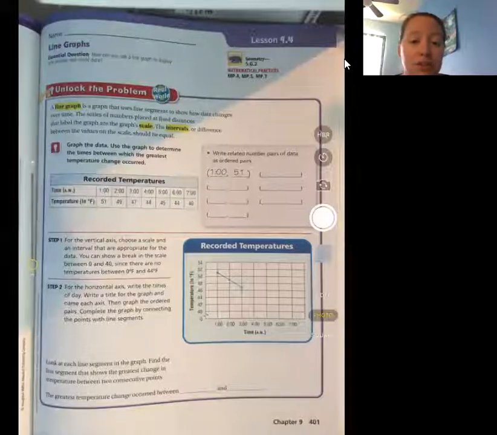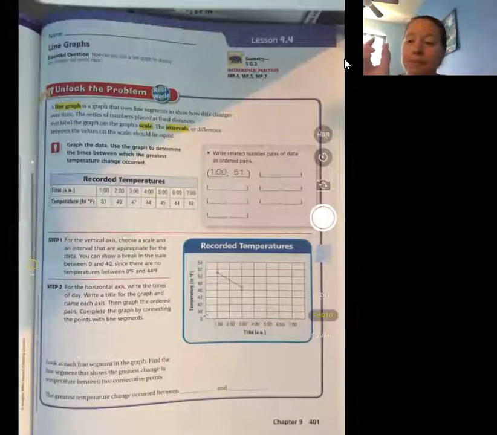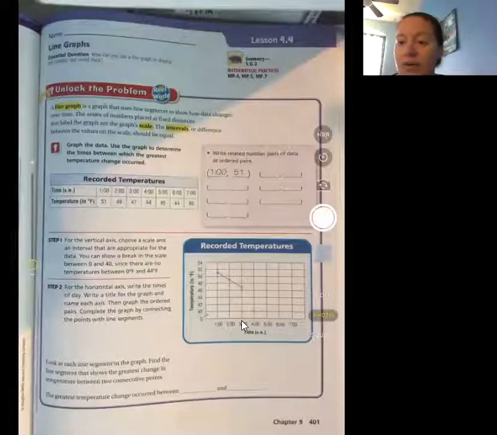The series of numbers placed at fixed distances that label the graph are the graph's scale. The intervals, or the difference between the values on the scale, should be equal. So how far is it down here? See how it goes from 1 to 2 to 3 to 4 to 5 to 6 to 7? That is our scale. The time between 2 and 3, so the entire hour, that is the interval between them.